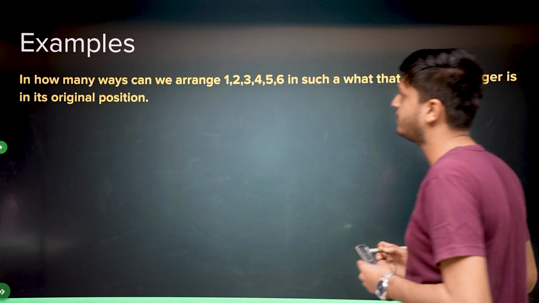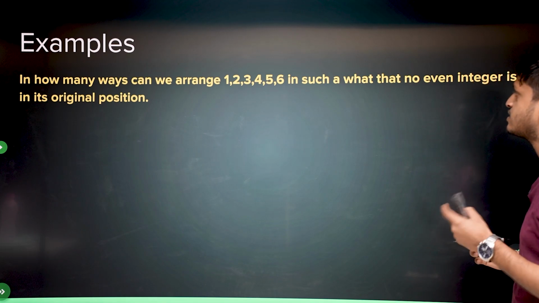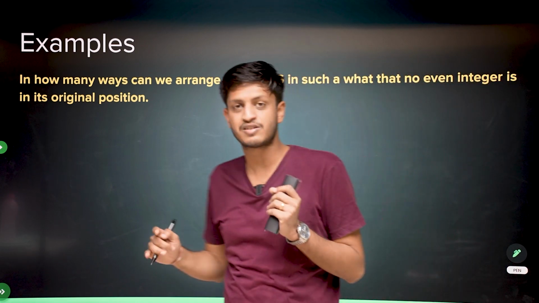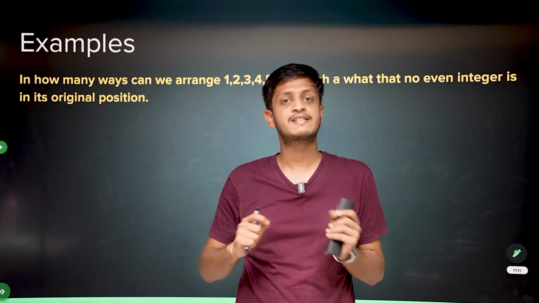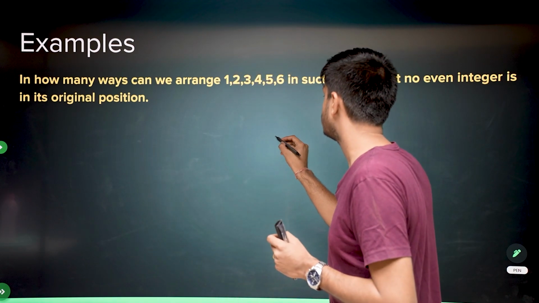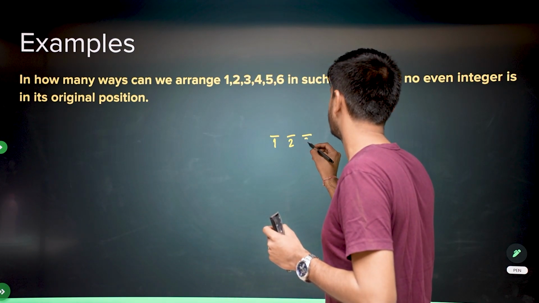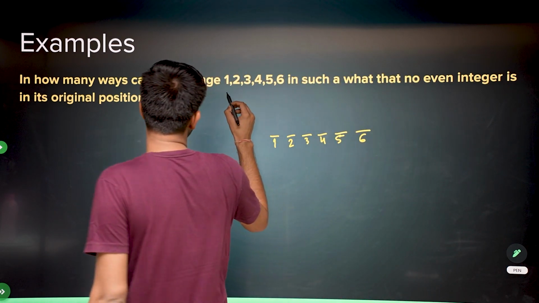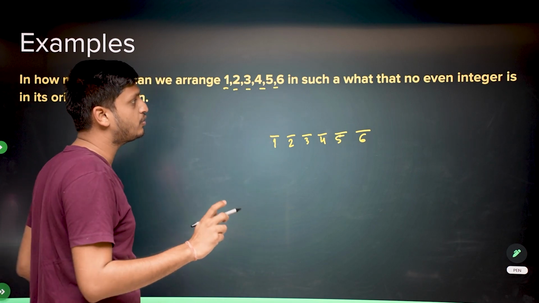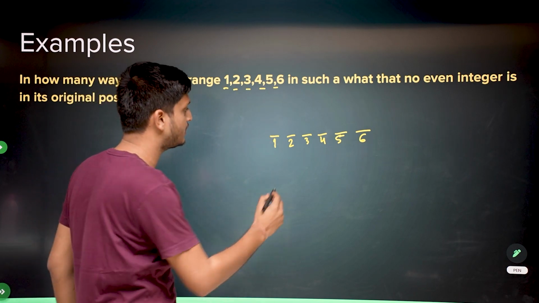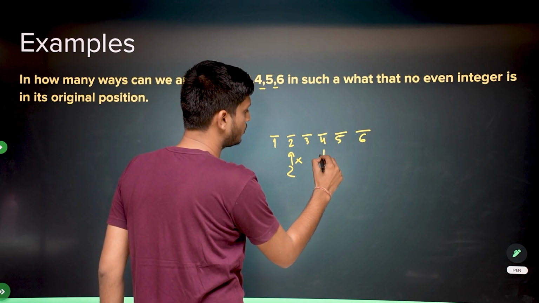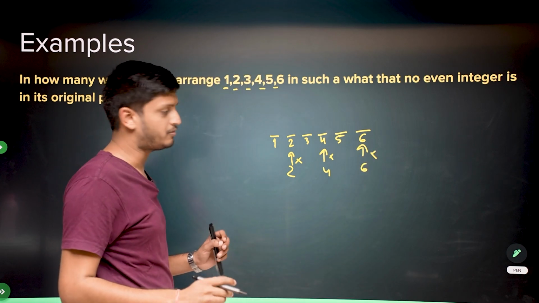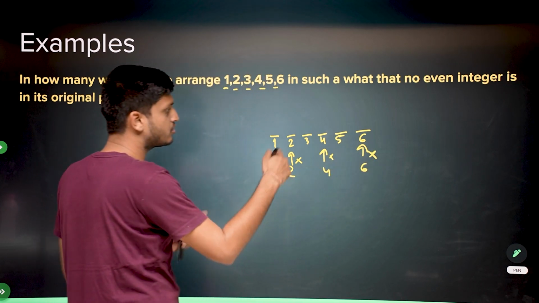Cool. So in how many ways can we arrange 1, 2, 3, 4, 5, 6 in such a way that no even integer is in its original position? See, now here this is not standard derangement. Here what they are saying is there are 6 places: 1, 2, 3, 4, 5 and 6. And we have to arrange these 6 objects such that no even integer is in the correct position. So basically 2 should not go here, 4 should not go here, and 6 should not go here. We don't care about other numbers, but only even integers should not go in the correct places.